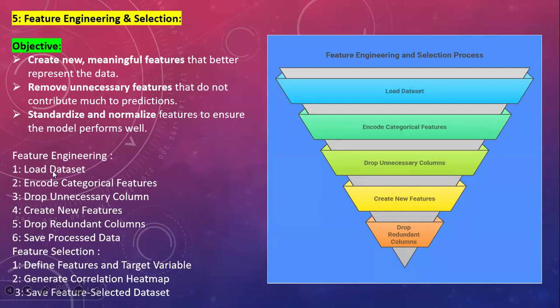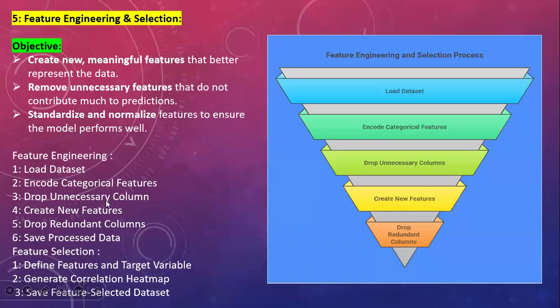So first we need to load the dataset of the processed data. Then we need to encode the categorical features, because the model will understand only numeric values. So for that, we need to do some encoding of the categorical features. Then we need to drop any unnecessary columns that are not going to impact the model. So we need to analyze and drop those particular columns.